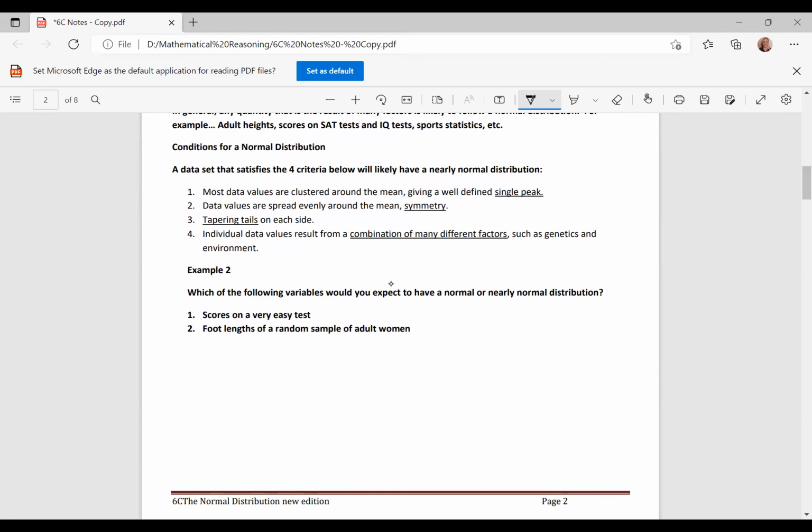You don't have to type the whole thing in chat, but which one would you expect to have a more normal distribution? The scores on a very easy test, or the foot lengths of a random sample of adult women? So you'll type number 1 if you think that the scores on a very easy test would give you a normal distribution, or number 2 for foot lengths of a random sample of adult women.